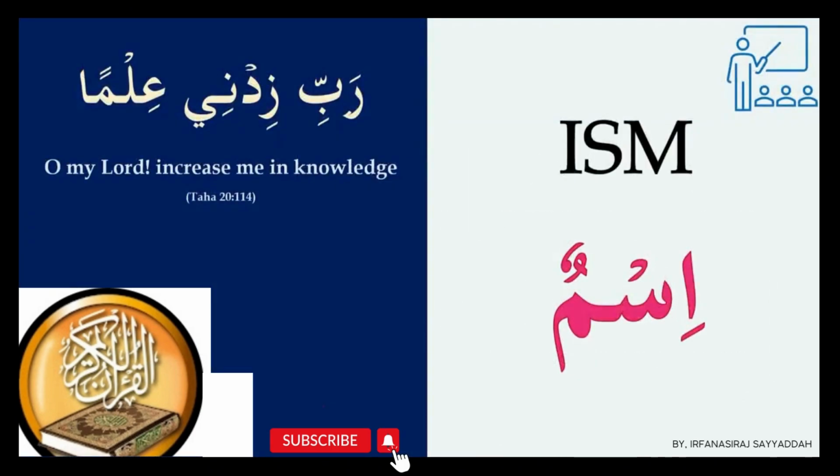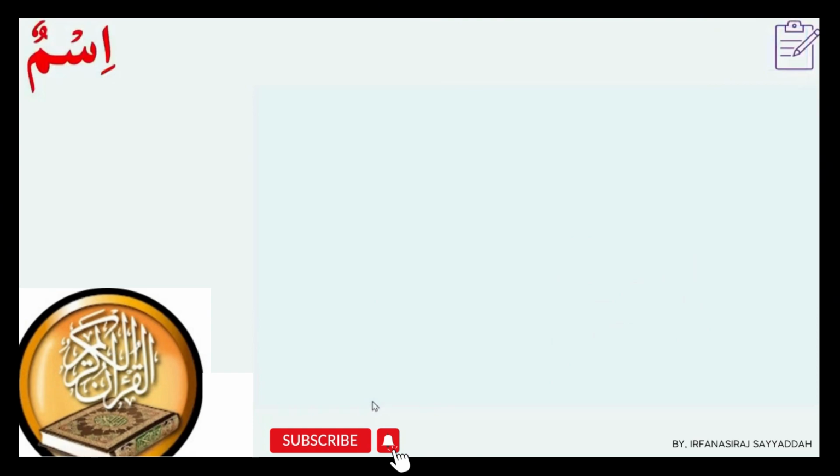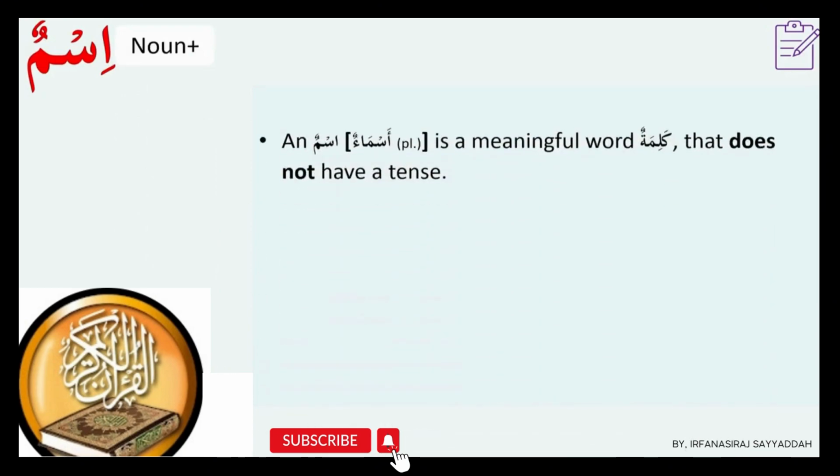Ismun, noun plus. Ismun is the most important of the three because it's most widely used and it's most varied. Ismun means noun plus, we're going to translate. Singular, ismun, asma'un, plural. Please note, ismun's literal meaning in English is name. Name of someone, or just the word name. So it's a meaningful word, but most importantly, it does not have a tense.